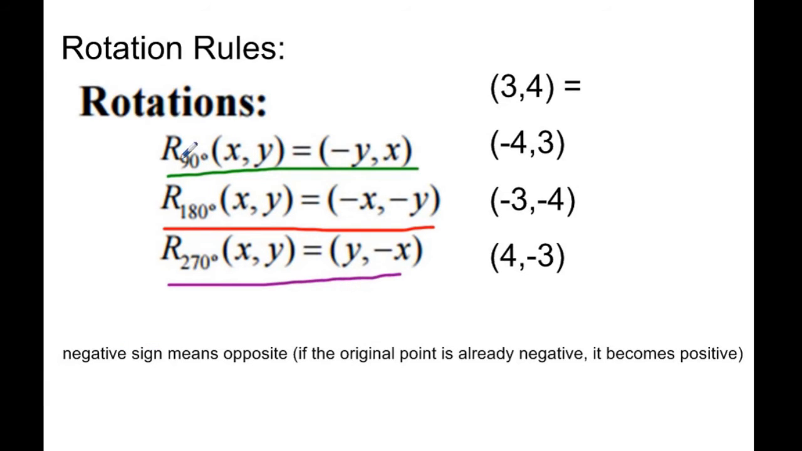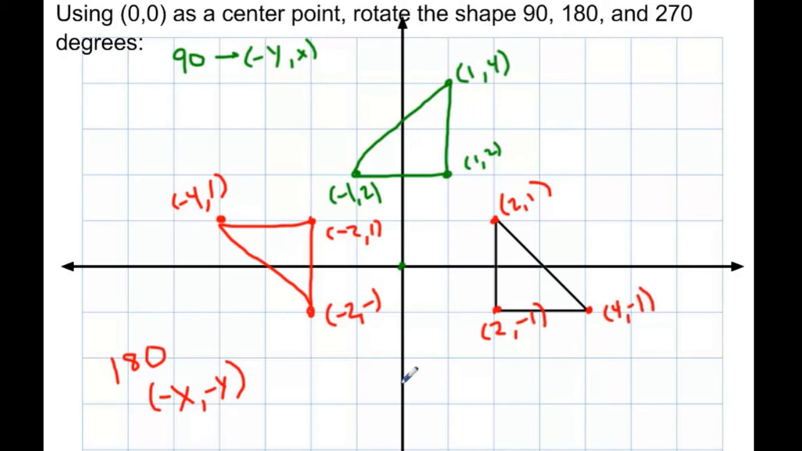All right. So the final rotation we have then is 270 degrees. Just like the 90-degree rotation, we flip our x and our y. This time our x becomes negative. So if our original point was 3, 4, after our rotation we would have 4, -3. Okay, so we flip our x and y and our x becomes negative.